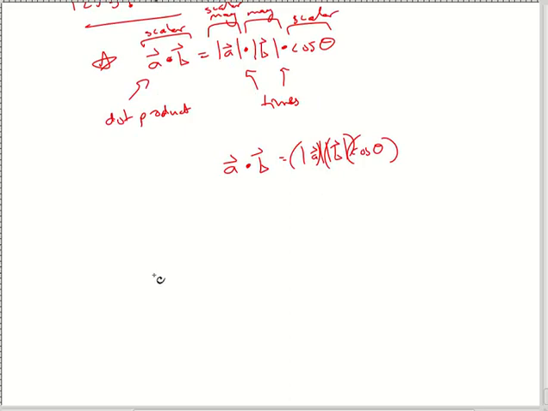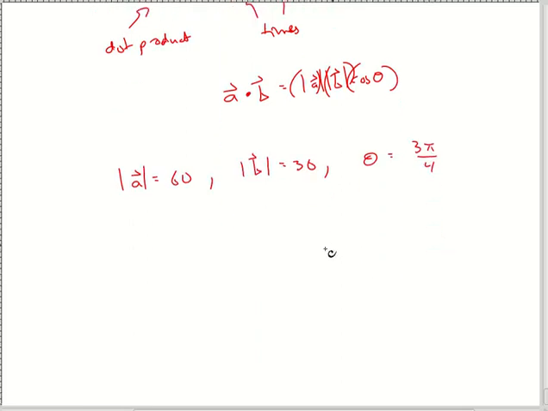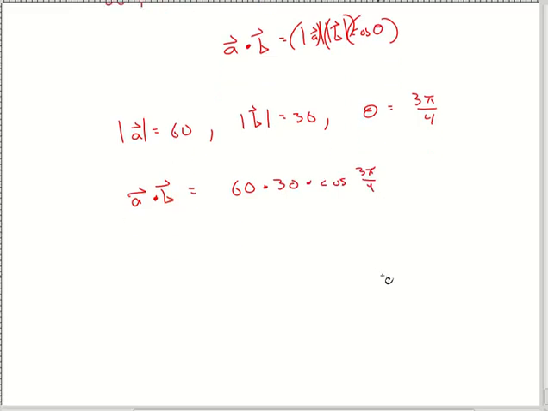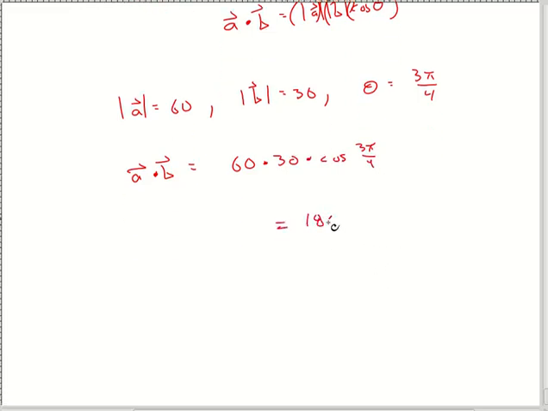Okay, so here we go. They say I have an A vector whose magnitude is 60, and the magnitude of the B vector is 30, and the angle theta between them is 3 pi over 4. They say find A dot B. So 60 times 30 times the cosine of 3 pi over 4.